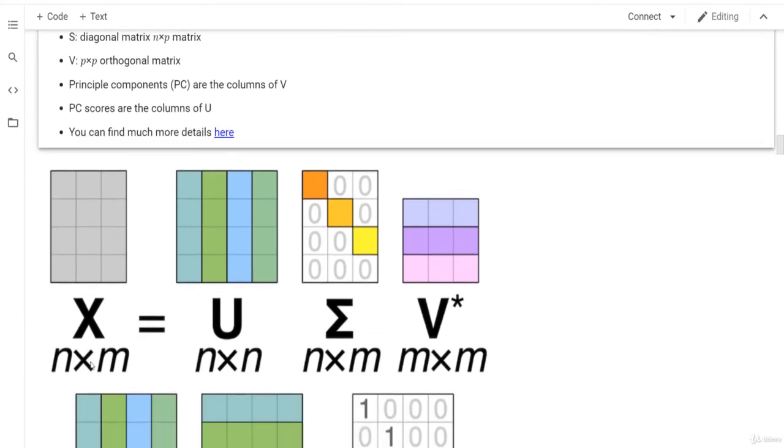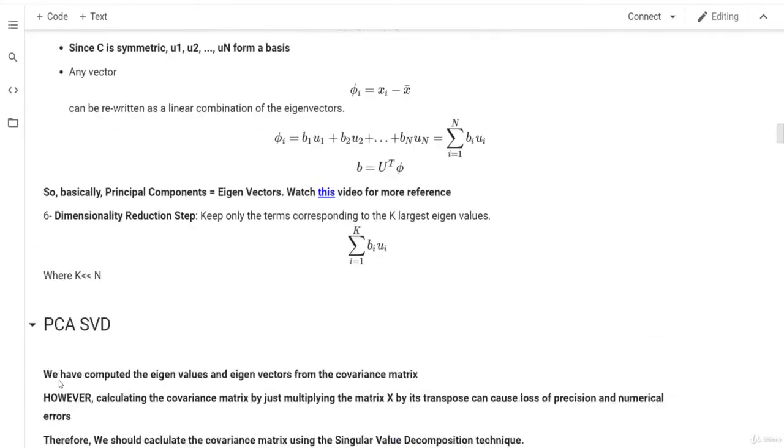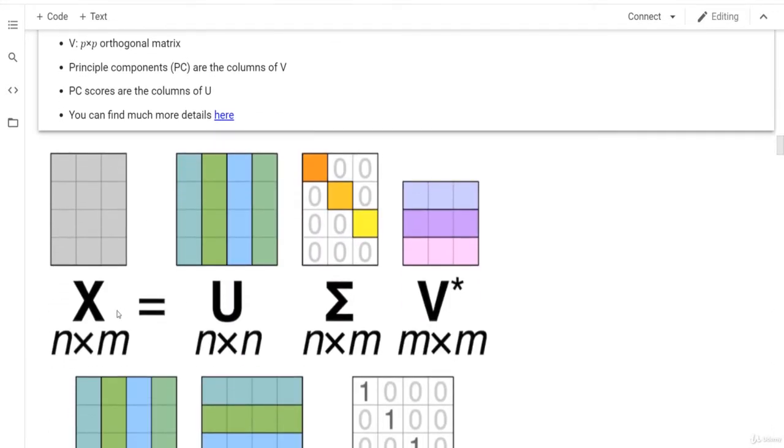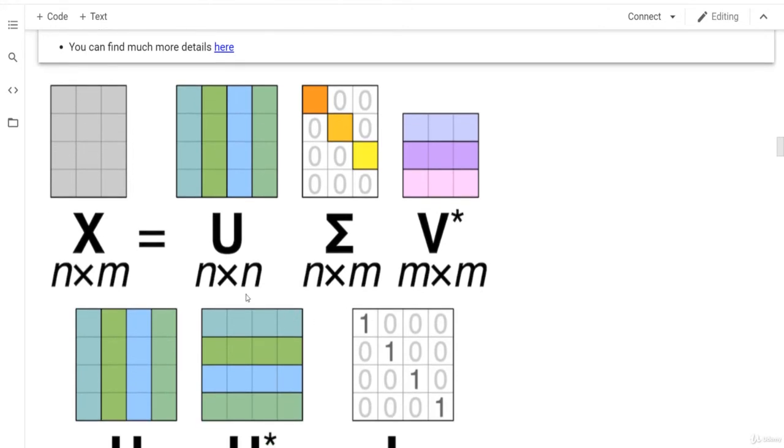So here we have X, and as we said, X is n times m from the very beginning. And X is basically U times sigma, which is the S matrix, and then we have V, which is m by m. If you multiply these three matrices together, we can multiply U by sigma because we have n and n, so the result will be n times m. Now if we multiply that by V transpose, we have m and m, no problem.